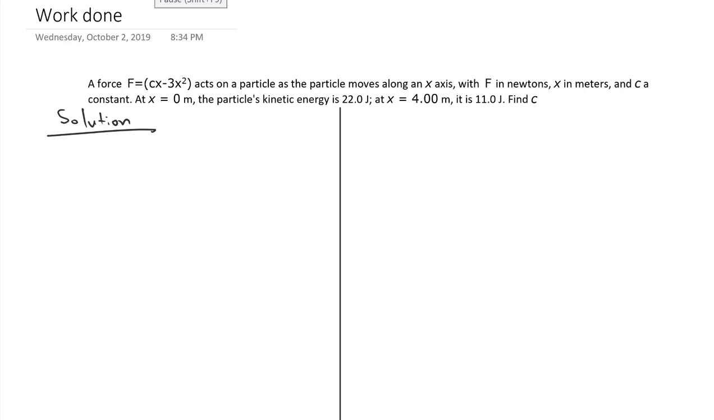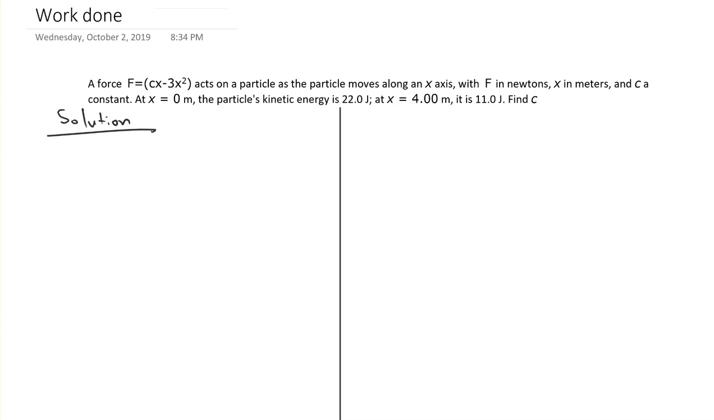In this question, we have a variable force F equal to Cx minus 3x squared acting on a particle that moves along the x-axis. The force is in Newton, x is in meters, and c is a constant. At x equal to 0 meters, the particle's kinetic energy is 22 joules, while at x equal to 4 meters, its kinetic energy is 11 joules. The question requires us to find the constant c.